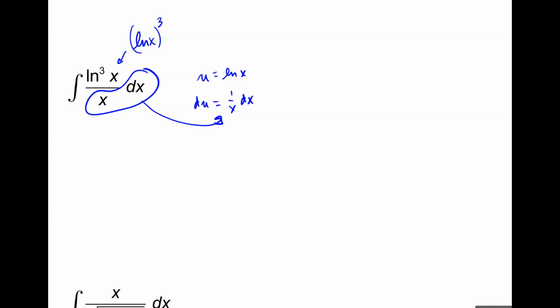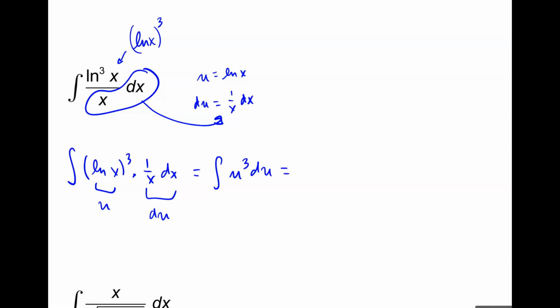That's my du. So this is just going to be the integral of, let me rewrite it, ln of x to the 3rd power, this is my u, times 1/x dx, this is my du. So the integral of u cubed du. That's just going to be u to the 4th over 4 plus c. So that's ln of x to the 4th power over 4 plus c.